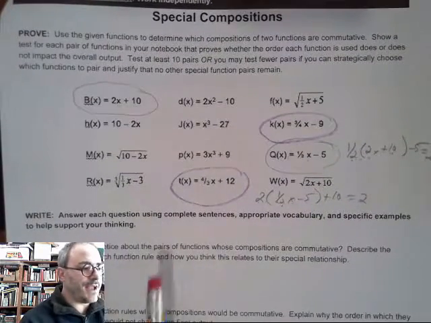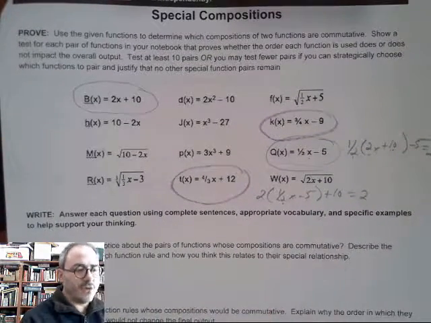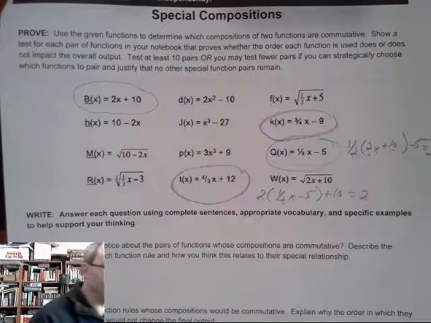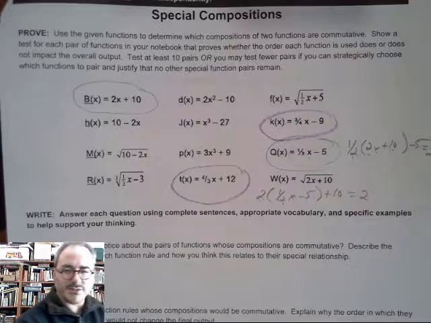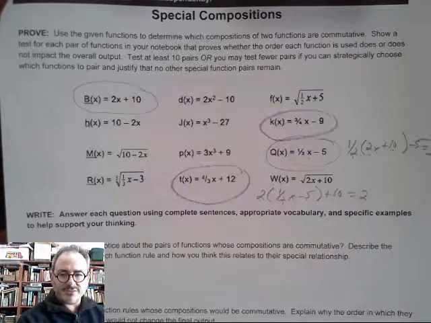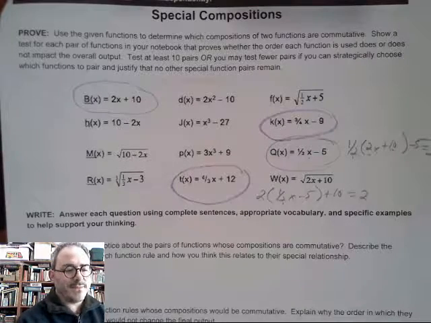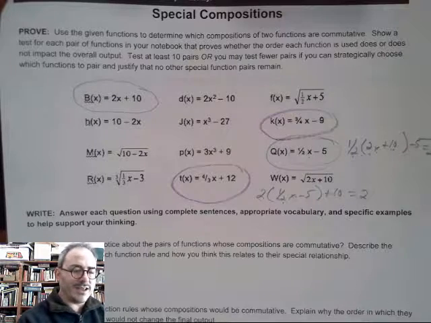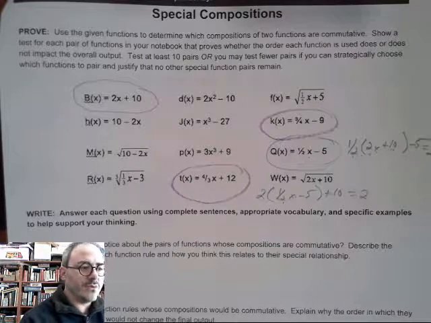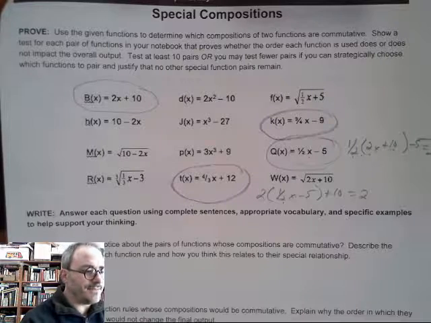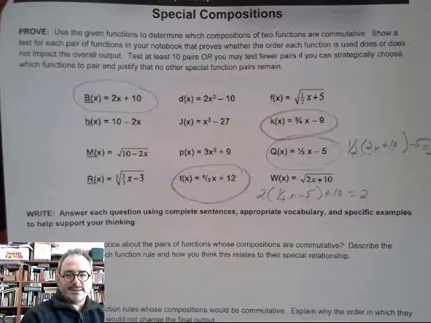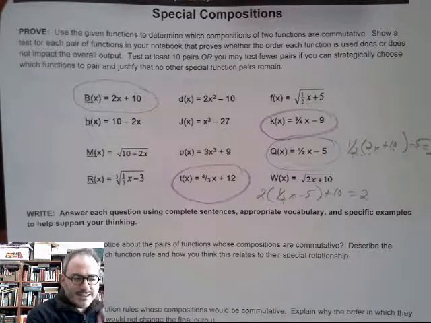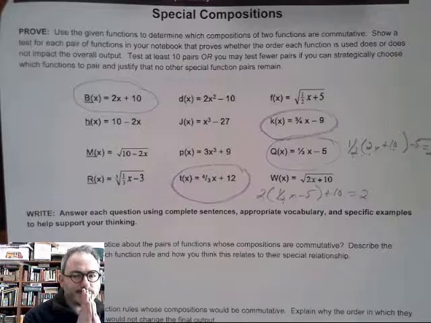So I want you to answer these questions. What do you notice about the pairs of functions whose compositions are commutative? What do you notice? Are you seeing a pattern? Describe the elements of each function rule and how you think this relates to the special relationship. I've already talked about it and kind of intimated and suggested. I want you to use your geometry brains, write something in here, what you think, how you think you could pick out which of these are commutative and which are not. And then create two function rules whose compositions would be commutative. That's going to be a challenge for you, I think. That's going to be a frowny face.